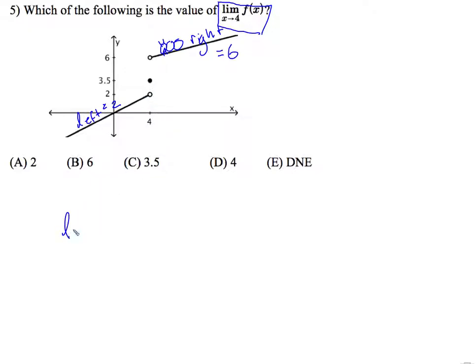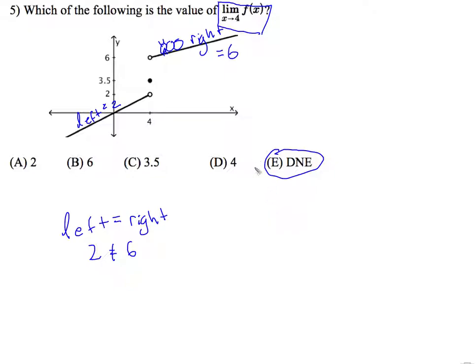All right, and what do I need in order for the double-sided limit to exist? I need them to equal each other. What needs to equal each other? Left and right need to equal each other for the double-sided limit to exist. So the left is 2, the right is 6. This is not the case, so the answer is D and E. I thought I did really well on this, but I actually only got 2.